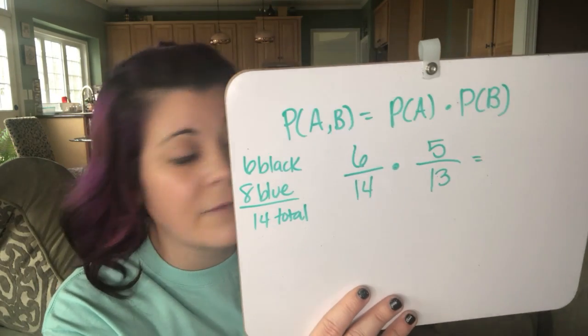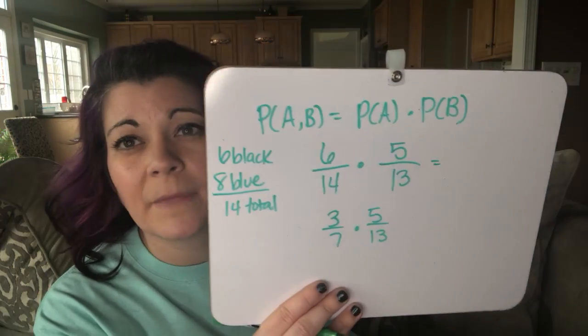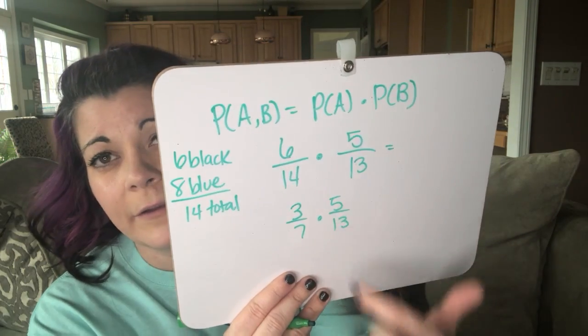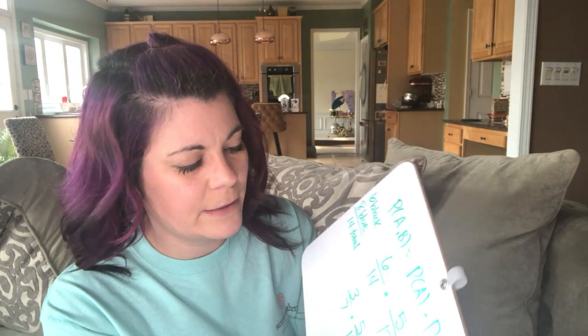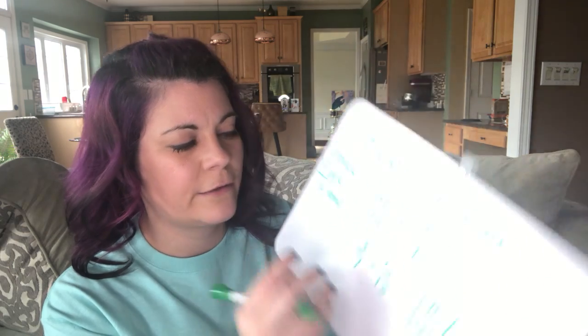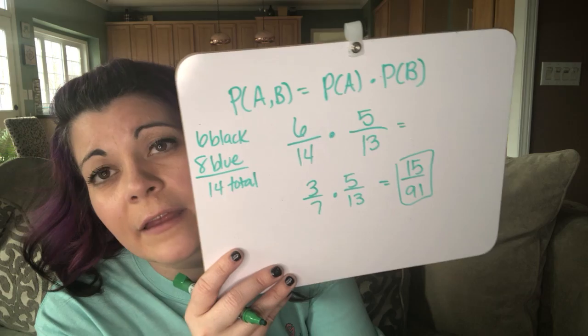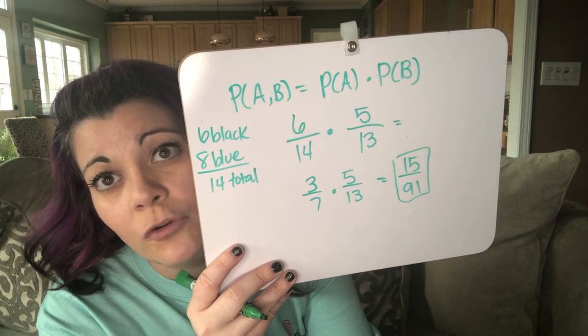6/14 times 5/13. What I did is I went ahead and reduced 6/14 down to 3/7 and multiplied, because that would give me 15 over 91, and that is my answer. 15 over 91 is the probability of drawing 2 black pens.